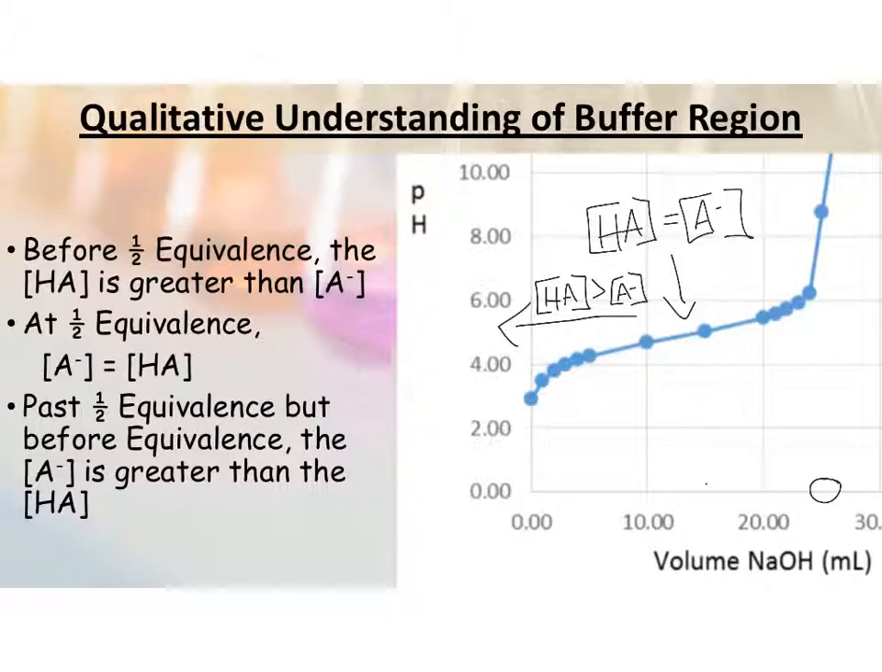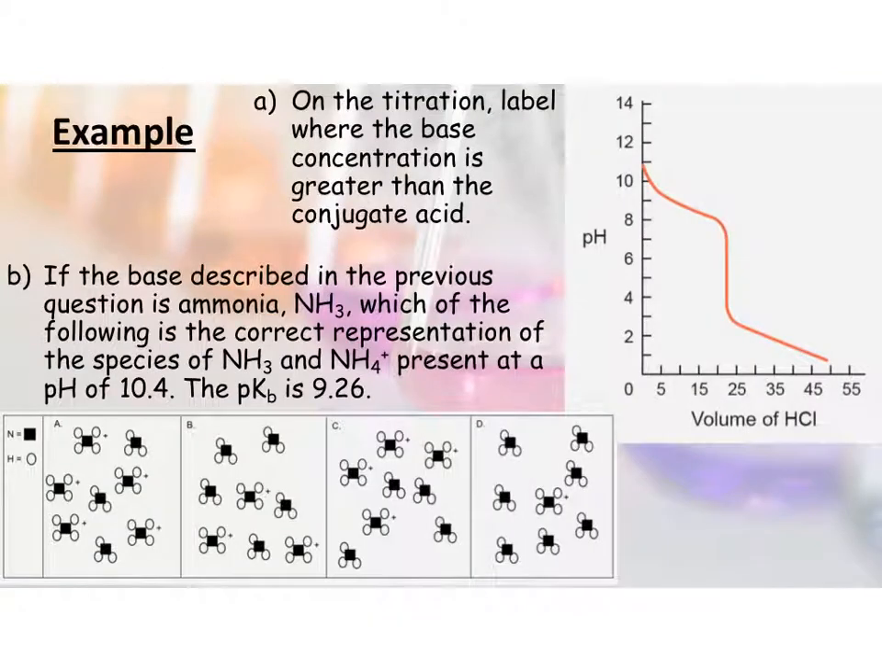Okay? And then once you get past half equivalence, but before equivalence, you have more of the conjugate acid than you do the base. So this can help us determine the dominant species at a certain point in the buffer region. Okay, so let's look at some examples.